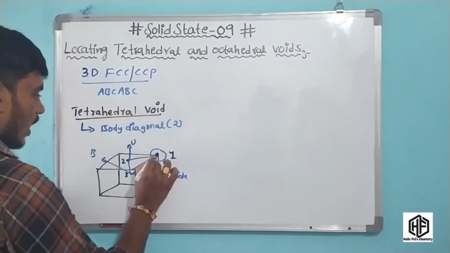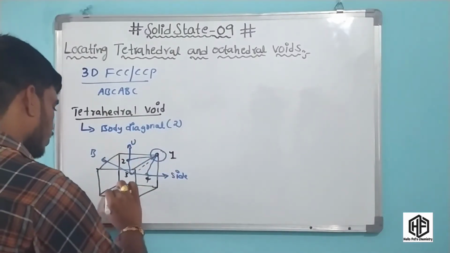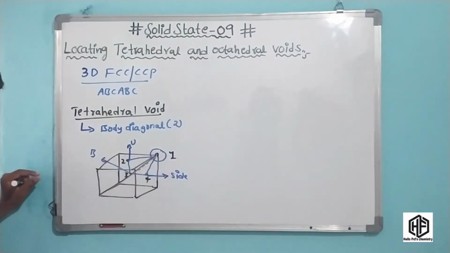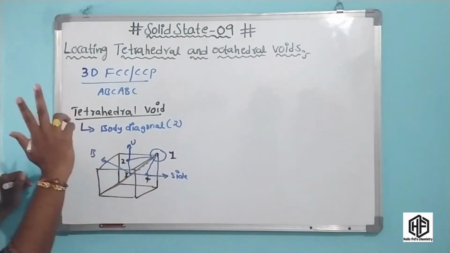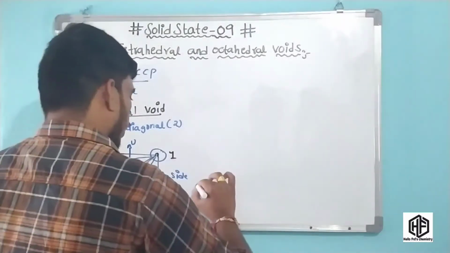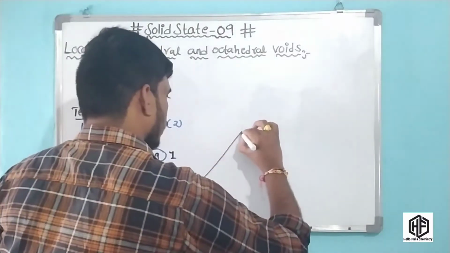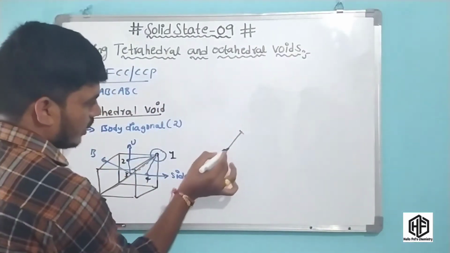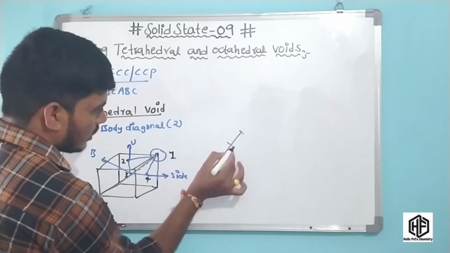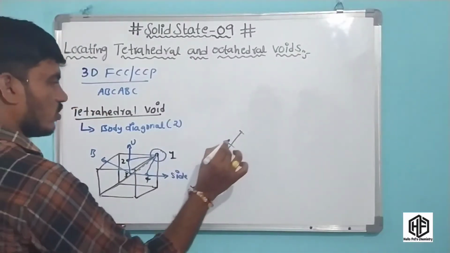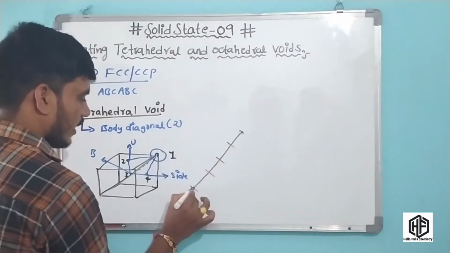This is one corner, this is another corner. This is called the body diagonal. Okay, friends, you know that this is called the body diagonal. Each body diagonal has two tetrahedral voids. I represent the body diagonal like this. This body diagonal is divided into four parts like this: 1, 2, 3, 4.